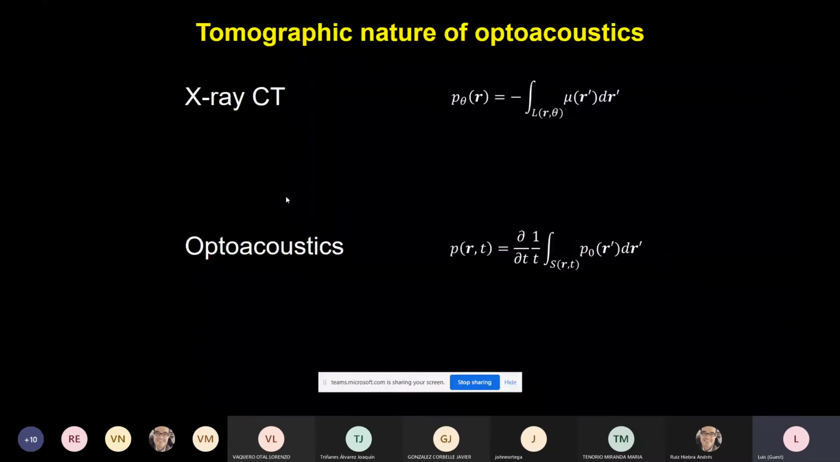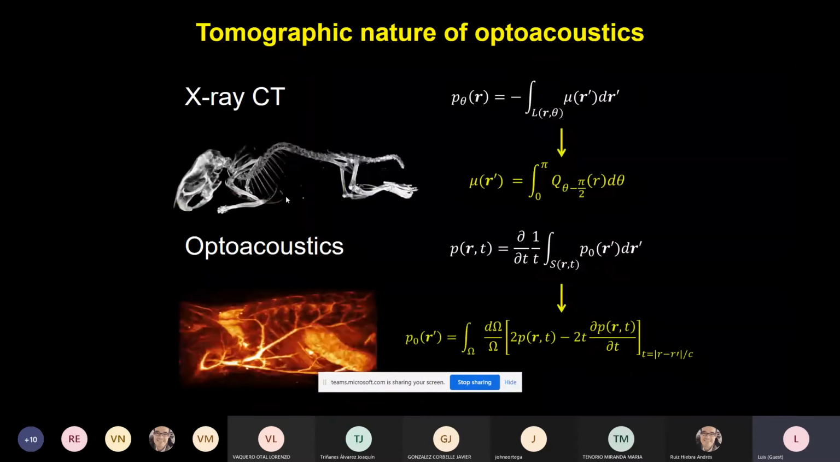Okay, so as I mentioned, optoacoustics is inherently tomographic. We need this information all around the object to get a good image. This is a well-known problem, for example, in X-ray CT, where we have the mathematical model, and from that mathematical model we can derive the inversion formula, which is what's called the back projection formula. There is something analogous in optoacoustics, which is also called the back projection or filtered back projection algorithm. Basically, it's the same thing.